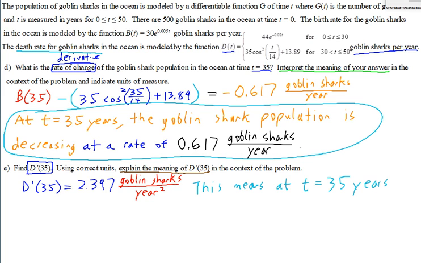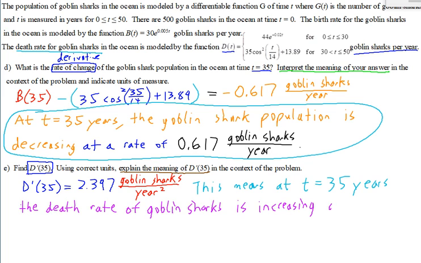So we can say at t equals 35 years, the death rate of Goblin Sharks is increasing at a rate of, what we just got there was 2.397 Goblin Sharks per year squared.